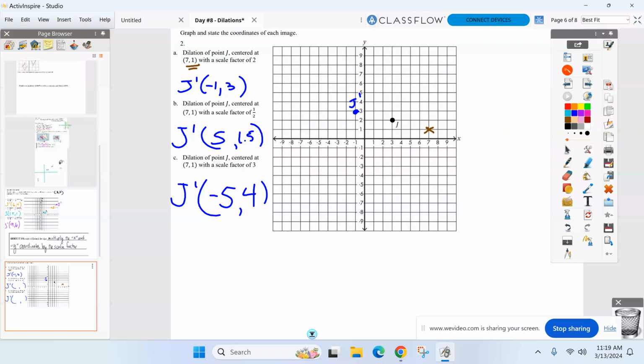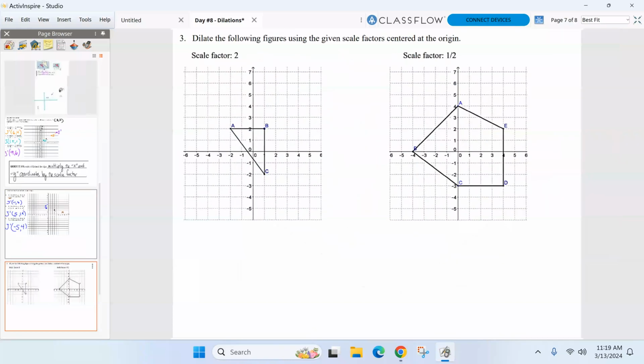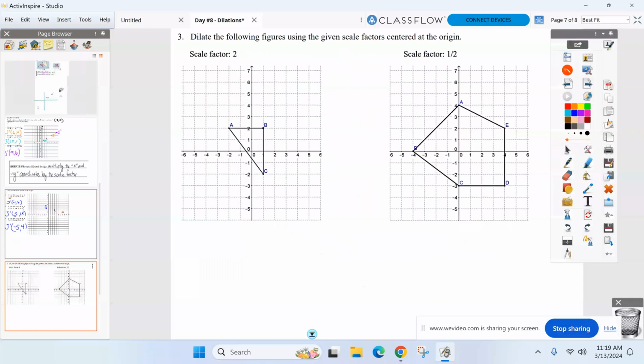Questions? We're all good? So now we dilated points. The last thing we need to do is dilate a figure. Dilate a figure centered at the origin. Good news for you guys. You can do slope, or you can find the coordinates of A, B, and C and multiply by the scale factor. You can do the shortcut because the center is the origin. I'll do my version up here. I'll let you guys do yours.